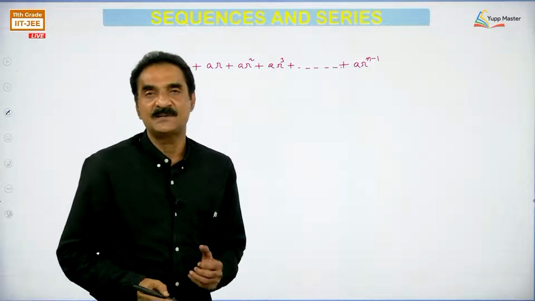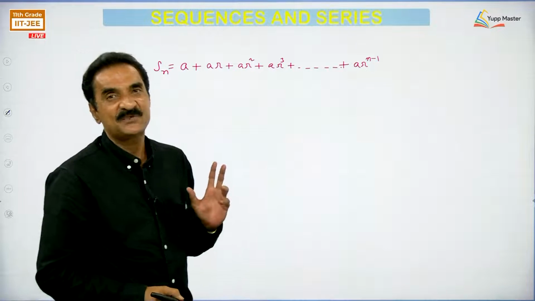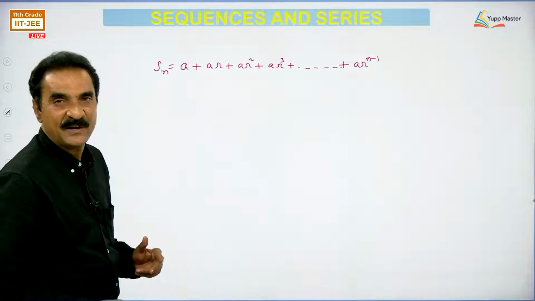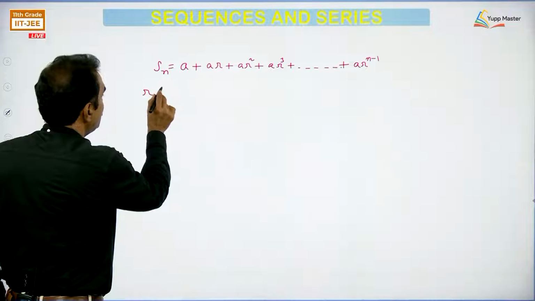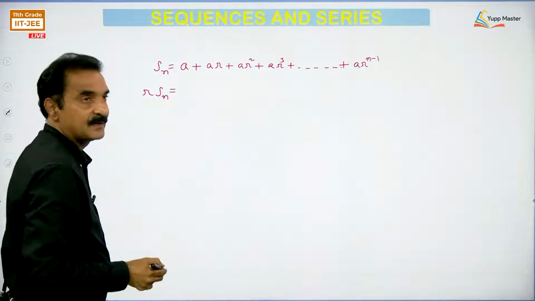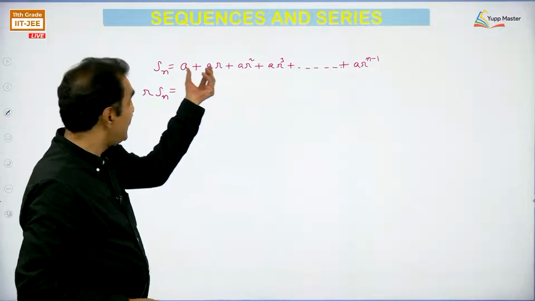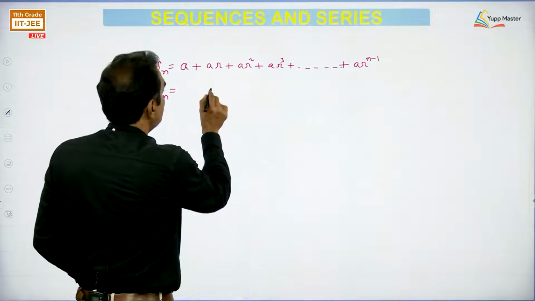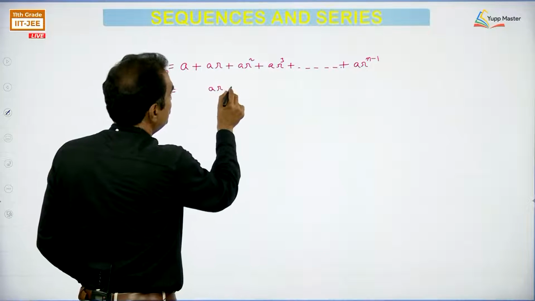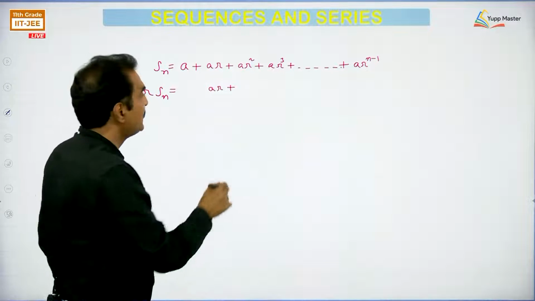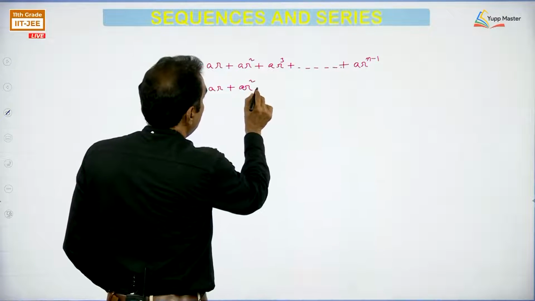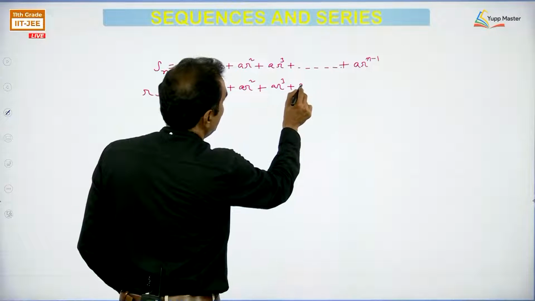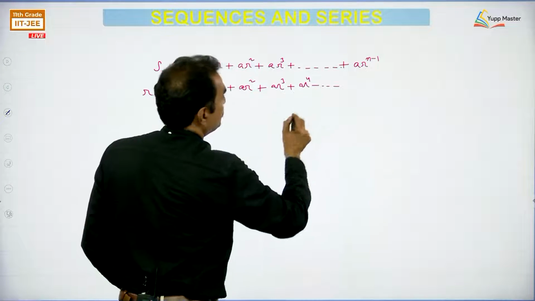Now to calculate the sum we multiply both sides by the common ratio. What is the common ratio? R. So multiplying both sides by R, you will get R into Sn is equal to, after multiplying by R, write the second term starting from the second place. A into R will be AR, write it under the second term. Next AR into R will be AR square, write it under the third term. Next AR square into R, AR cube. Next this into R, AR power 4 and so on.